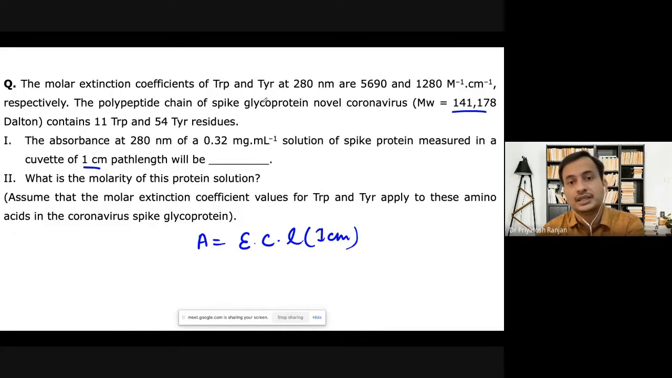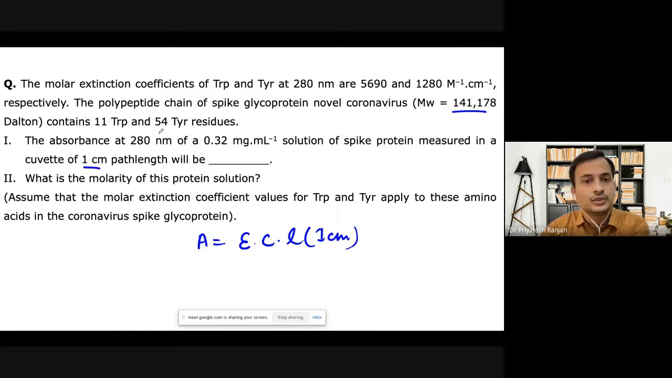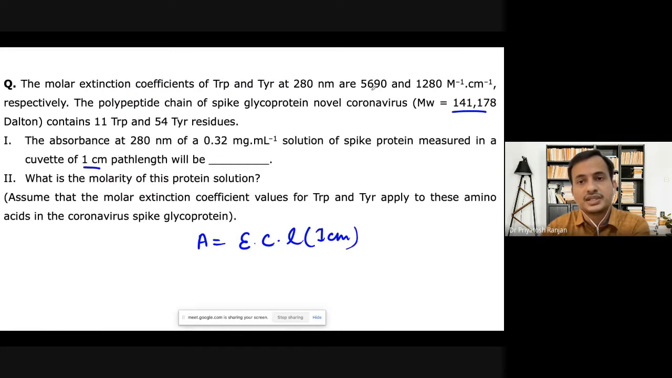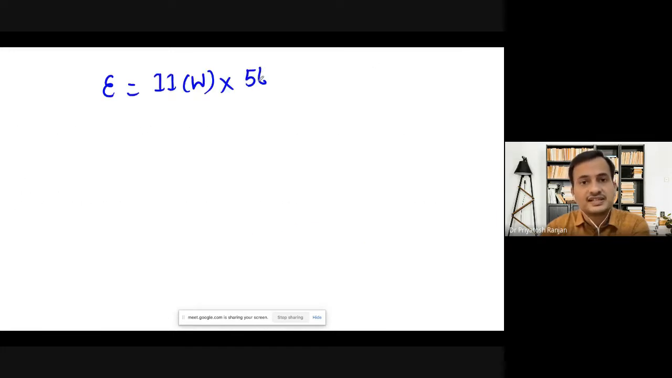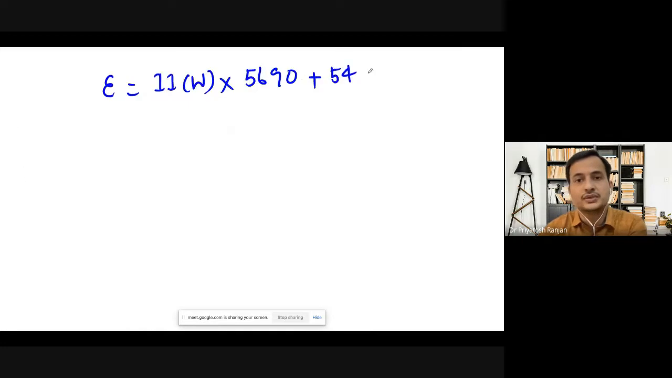So I need to calculate the molar extinction coefficient for this protein, which is going to be equal to, how many tryptophans are given? 11 tryptophans. So I'm representing tryptophan with the single letter code W, into its molar extinction coefficient of 5690, plus 54 tyrosine we have with a molar extinction coefficient of 1280. Y is the single letter code for tyrosine. So let's calculate this value.